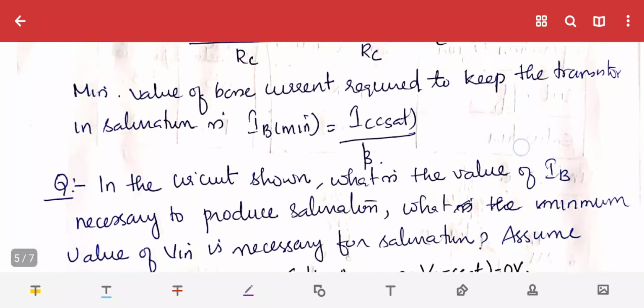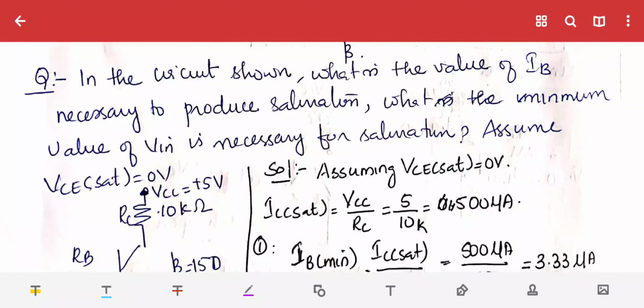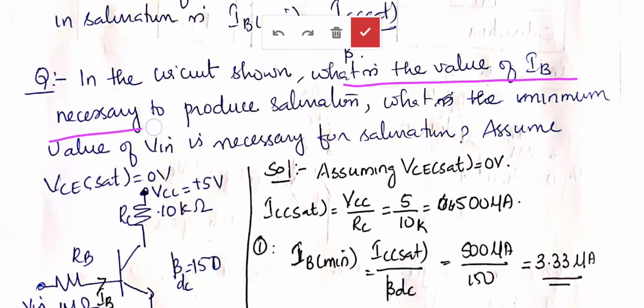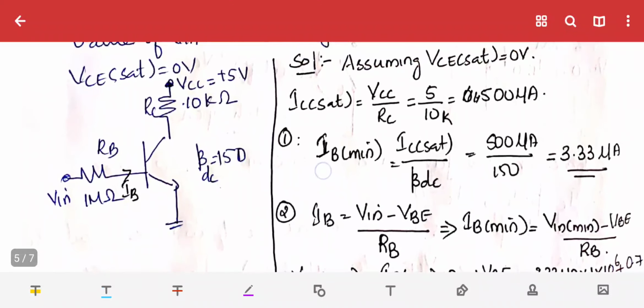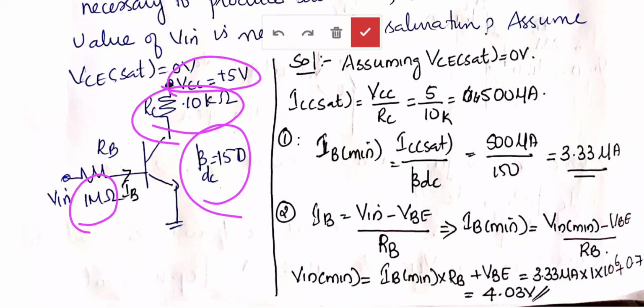So we will see one problem. In the circuit shown, what is the value of IB necessary to produce saturation? So we need to find IB minimum. And what is the minimum value of Vin necessary for saturation? Once we get IB minimum, we have to see the input voltage corresponding to that minimum base current IB. We have to assume VCE sat is equal to 0. See the circuit here. The supply voltage VCC is equal to plus 5 volts, RB is equal to 1 mega ohm, RC is equal to 10 kilo ohm, and beta DC, or simply beta, is equal to 150.